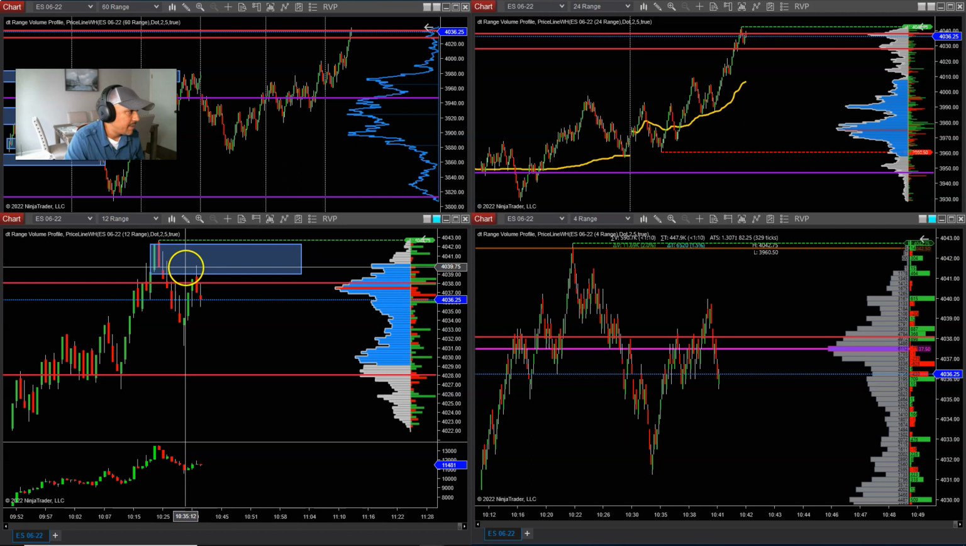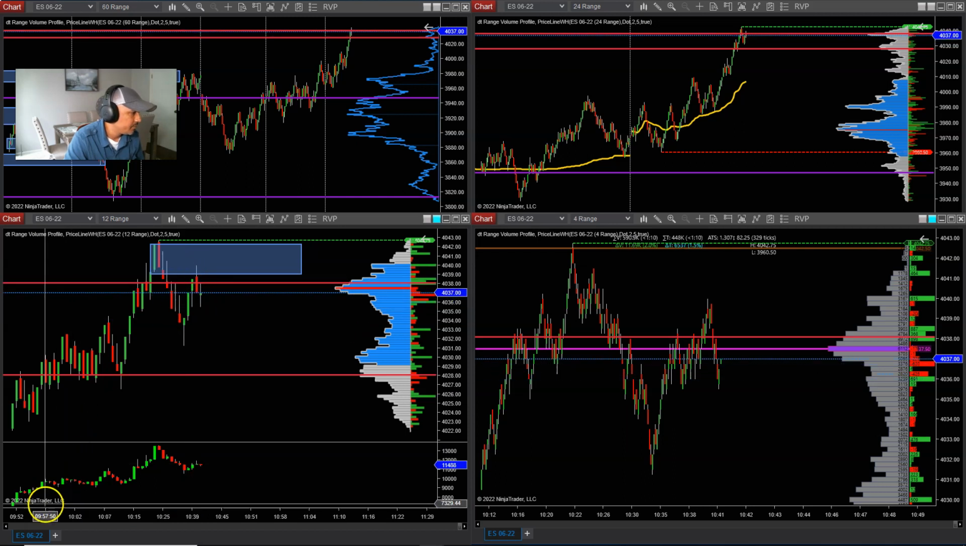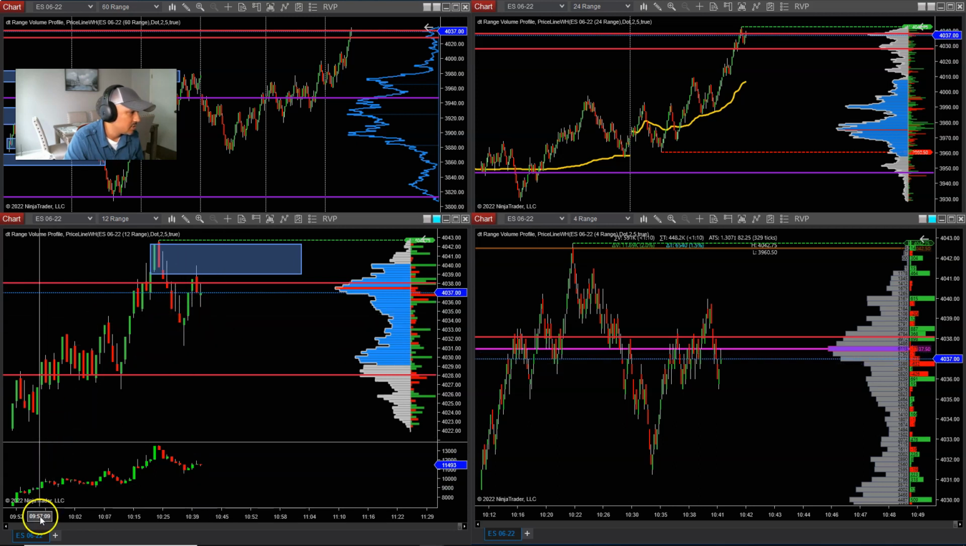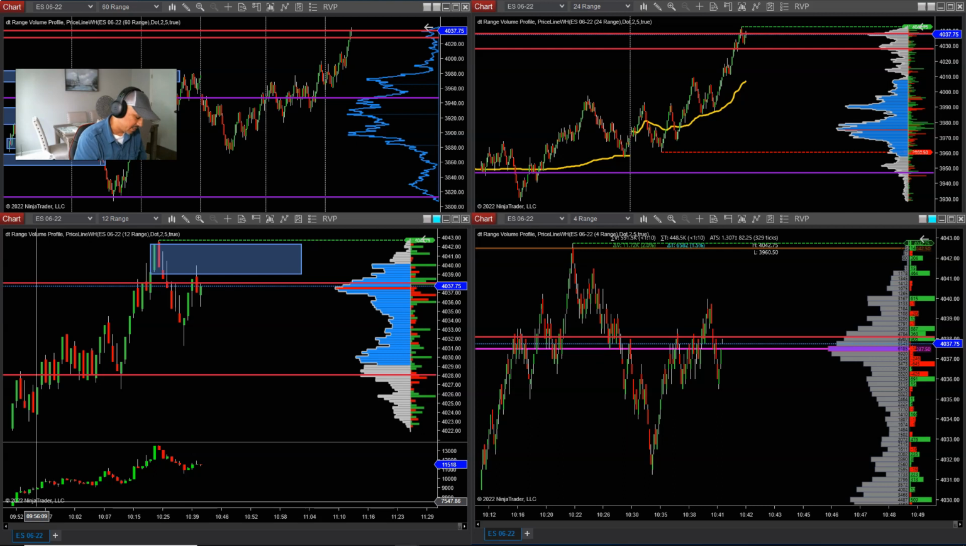So the zone, tapped into the zone, pull back, close of the candle, go short. Okay. Back down to this area down here, towards the lows. So 8 ticks on the first trade. Second trade is picking up nine quick ticks there, so up 17 ticks. Okay.